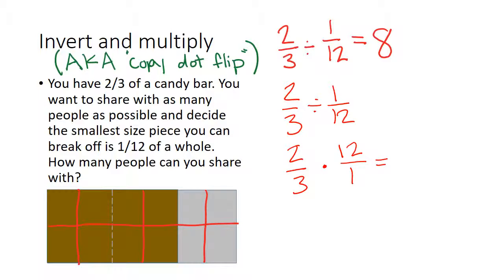So now we have a multiplication problem. We can simplify before we multiply here. So we can divide 12 by 3 and get 4, and that becomes a 1. So we end up with 8/1, which simplifies to 8. And that's the same answer that we got using our other method.